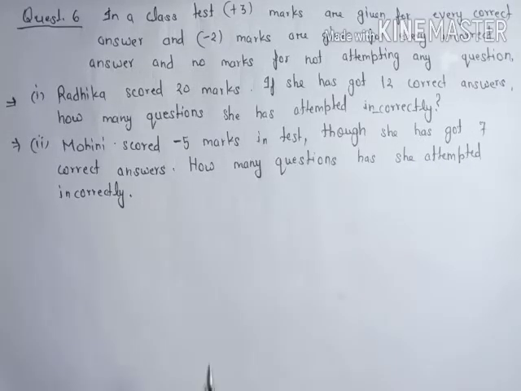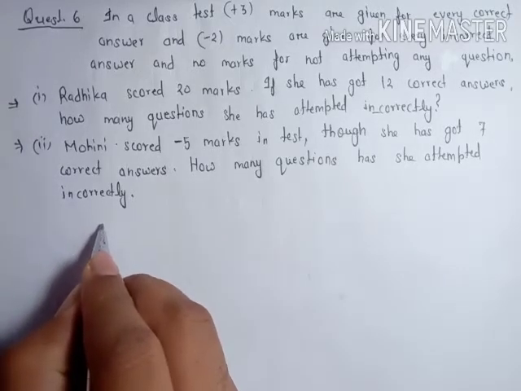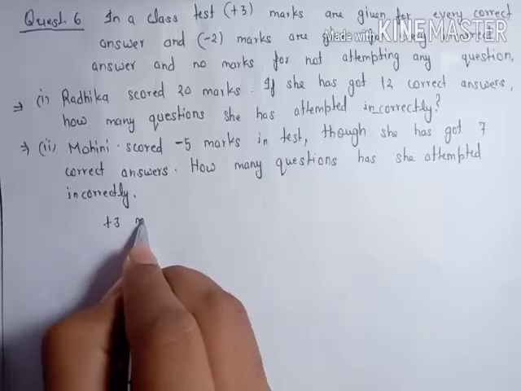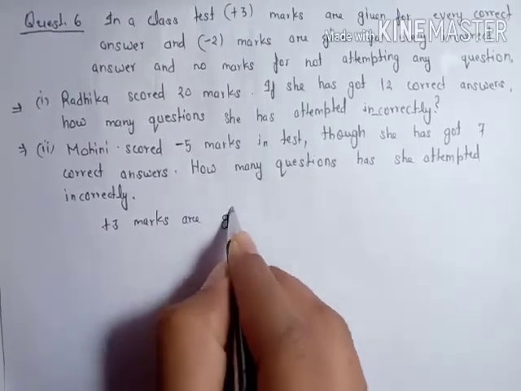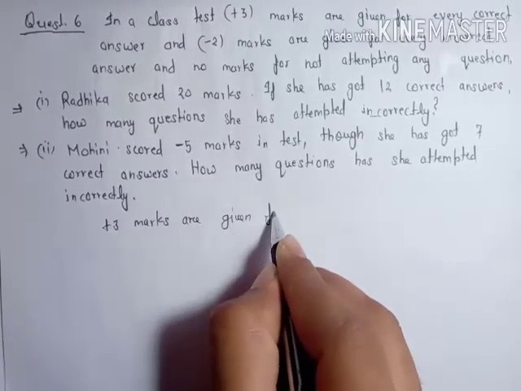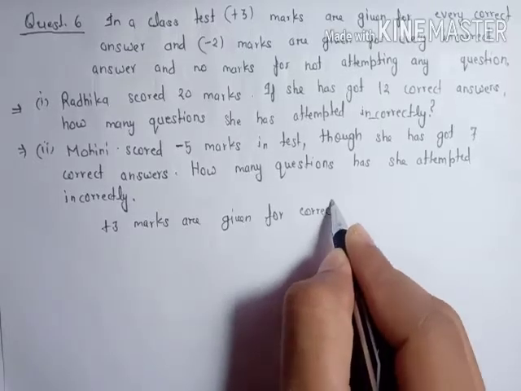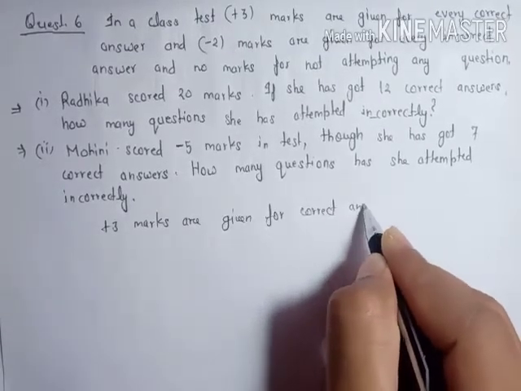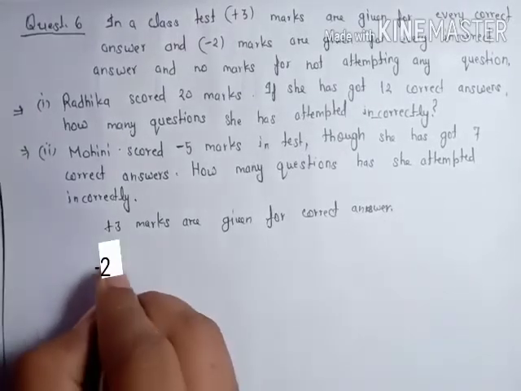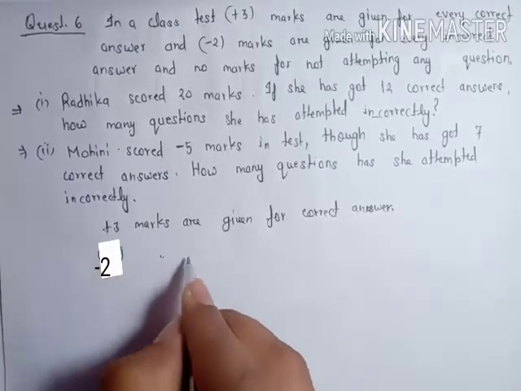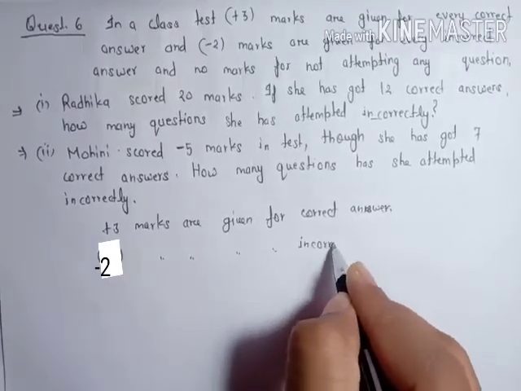So it is said in this question, plus 3 marks are given for a correct answer and minus 2 marks are given for an incorrect answer.